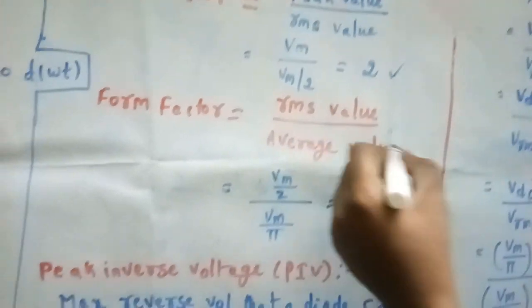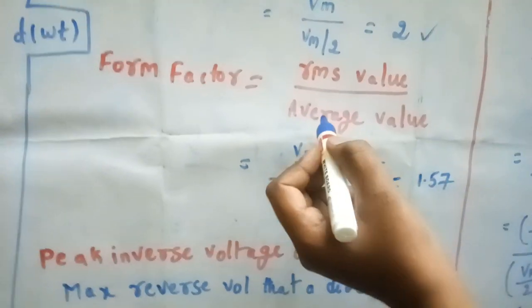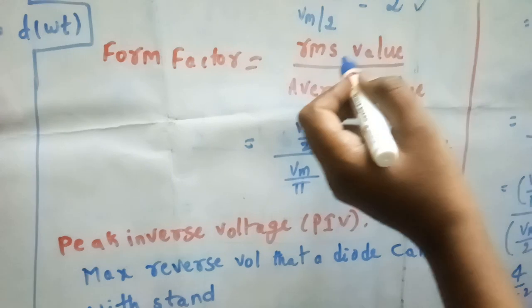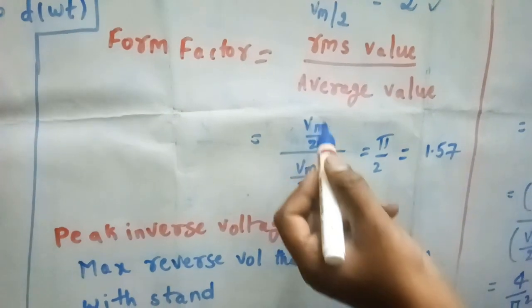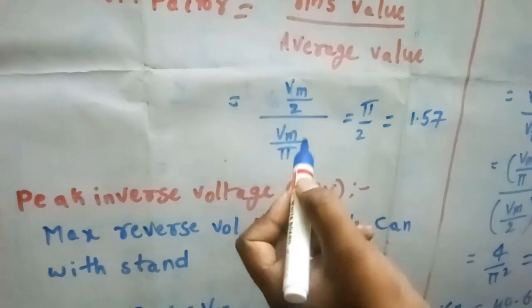Then go for form factor. Form factor is defined as the ratio of the RMS value to the average value. What is the RMS value? That is VRMS, which is again Vm by 2. And the average value is VDC. What is VDC? Vm by pi.